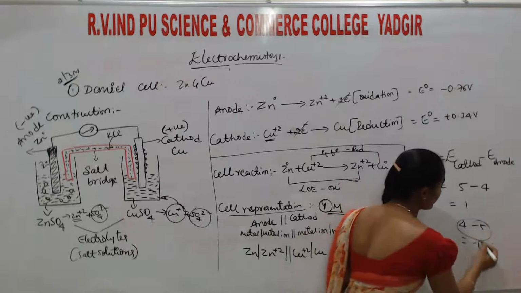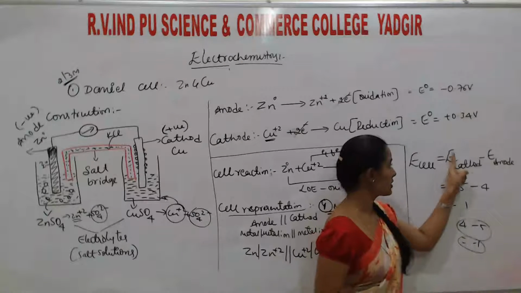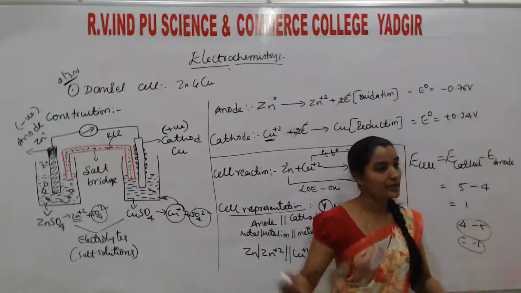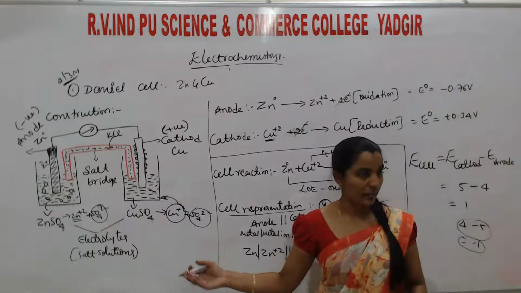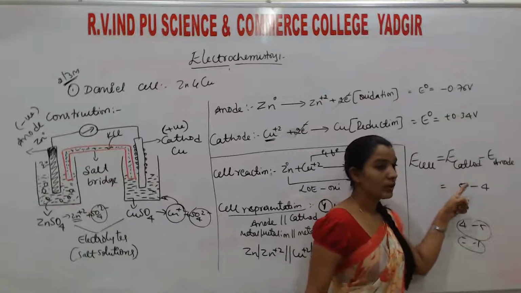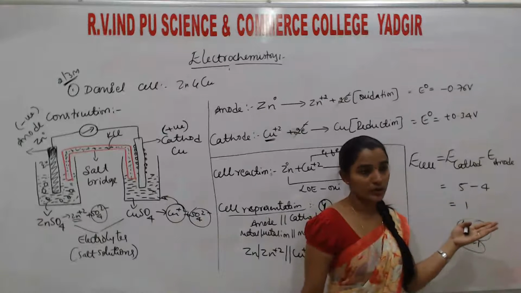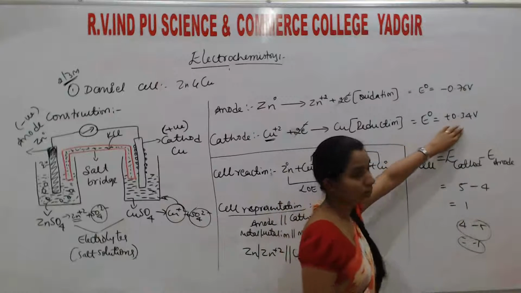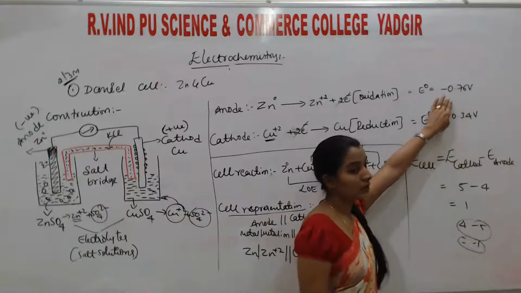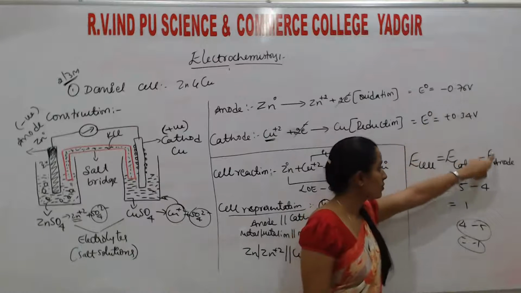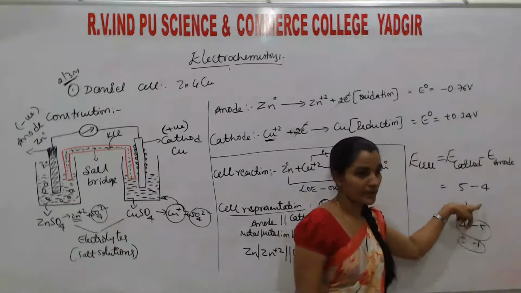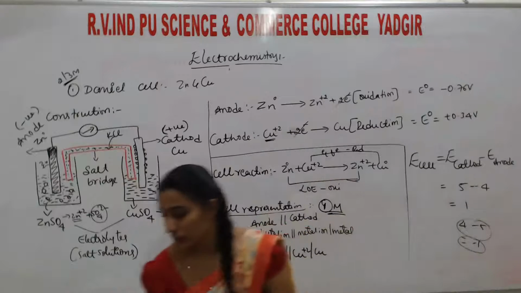This is wrong. Why is it always E cathode minus E anode? Just now I explained, the cathode is more positive in electrode potential, so it gives a plus value. The anode is highly negative, so minus of minus is plus.